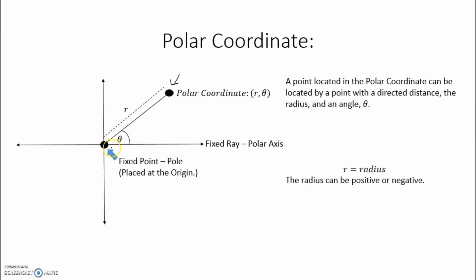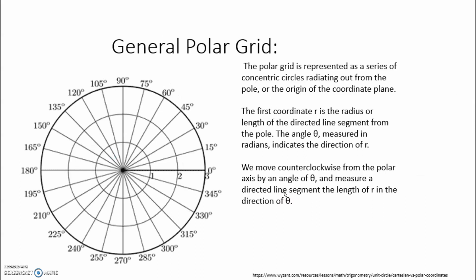Now this is not the x-axis anymore, it is now the polar axis. This is not the origin anymore, it is now called just the pole. Now your radius in a polar coordinate can be positive or negative in this case. Okay, so this is what a polar grid would look like. It's just a bunch of different circles.